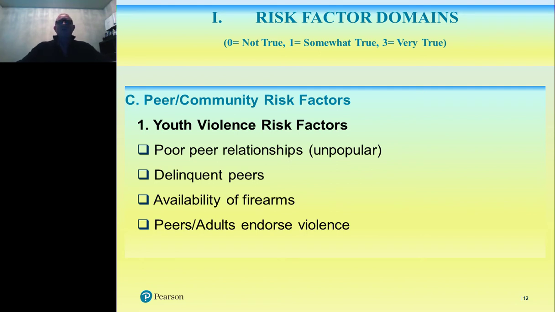Availability of firearms is clearly a risk factor, as we know, and then also being around peers and adults who endorse violence, we know is a risk factor. And as another example, the case with Kip Kinkle is one of the efforts that his family made to really try to help him feel engaged and included and pursue interests that he liked was he had an interest in weapons and firearms.